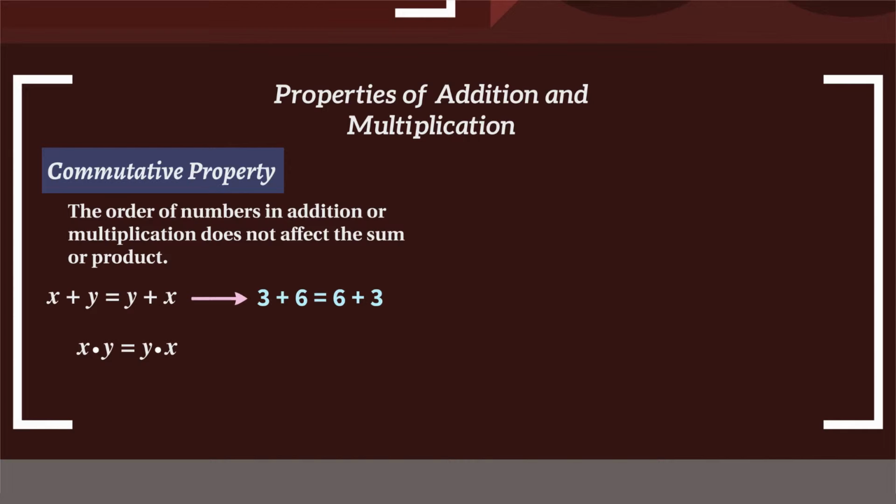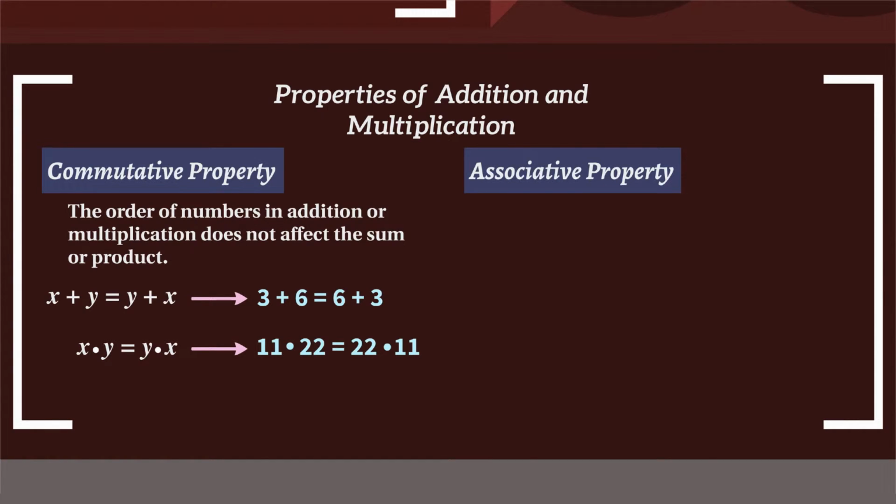We can also apply the commutative property in multiplication. That is, if we have x times y, we can also write it as y times x. Say that we have 11 times 22. We will still get the same answer if we change the expression to 22 times 11. And that's one easy property. Let's move on to the next one.